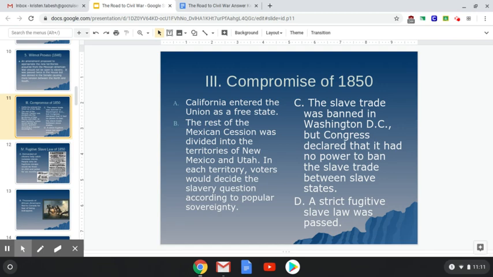The slave trade was banned in Washington, D.C., but Congress declared that it had no power to ban the slave trade between the slave states. So Congress was saying that based on the sectionalism or based on the territory, that was how they would decide whether or not they would ban slavery. A strict fugitive slave law was passed. So we're going to go into that Fugitive Slave Law of 1850 right here.